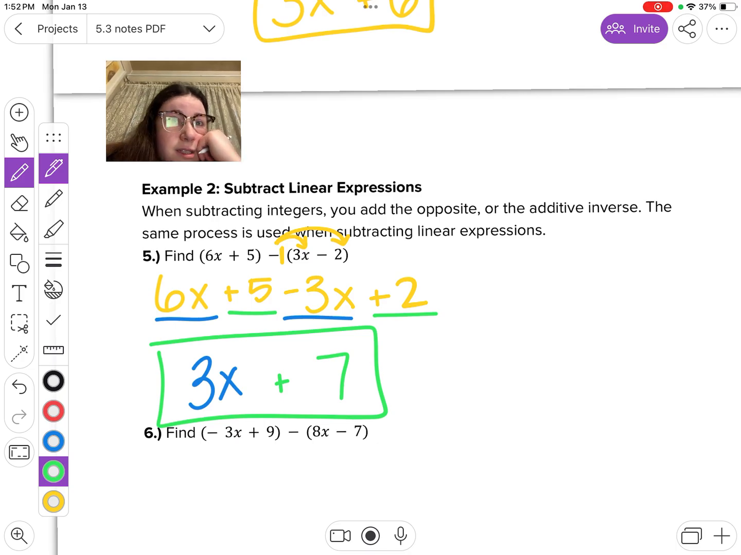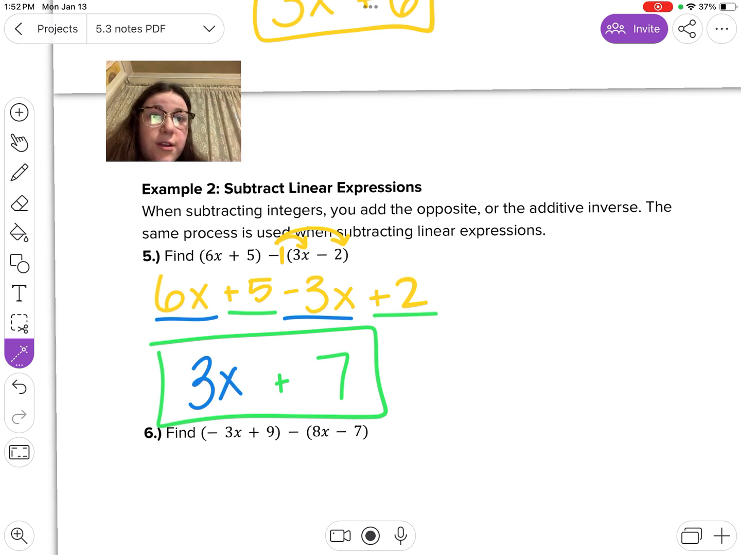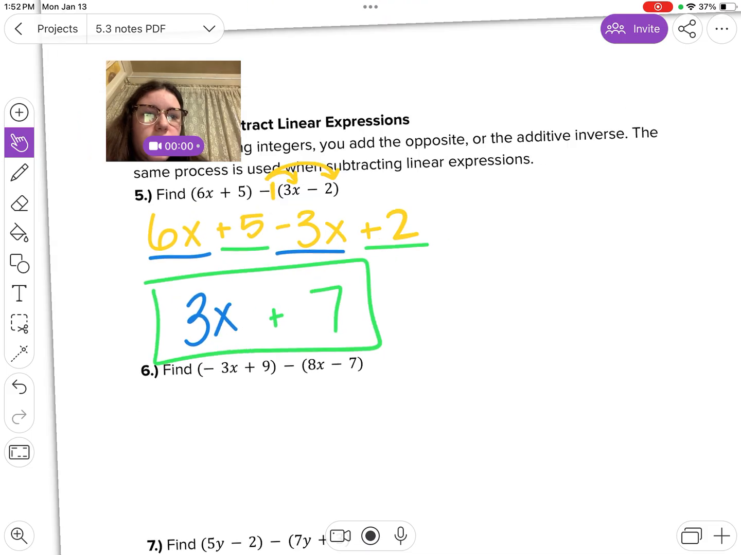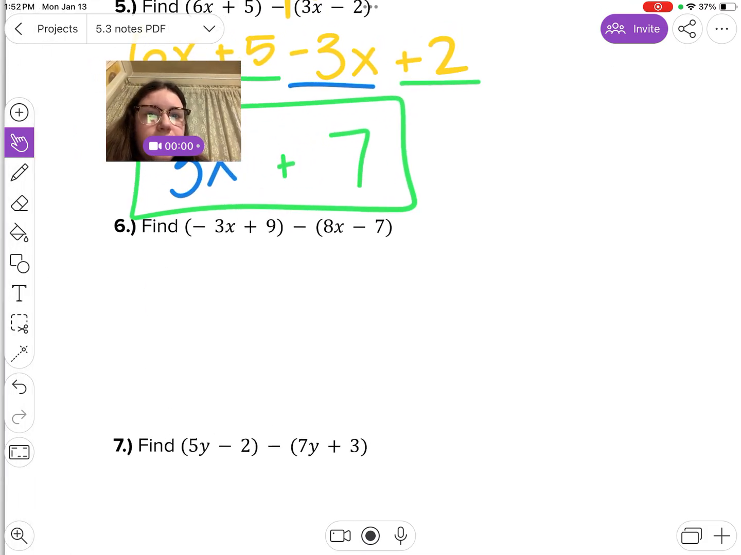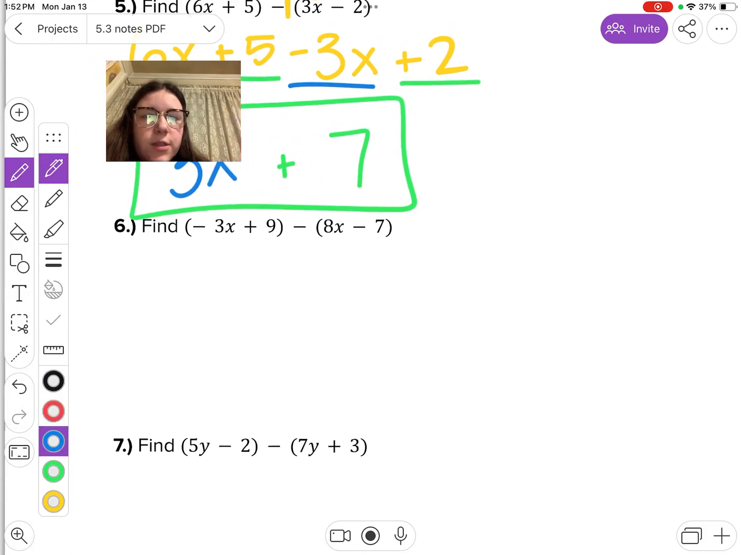Alright, so it's very similar to what we did last class. The only thing that's different is that instead of adding these two linear expressions, we're subtracting, and that means that there is something affecting the second set of parentheses. Let's try it again. Come down to number 6. Alright, let's try it.